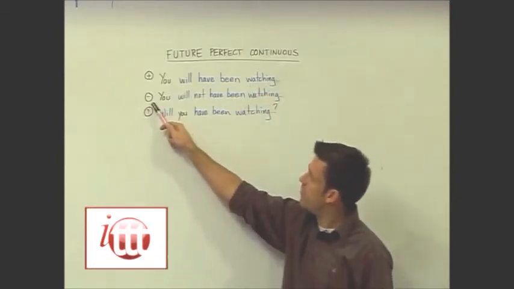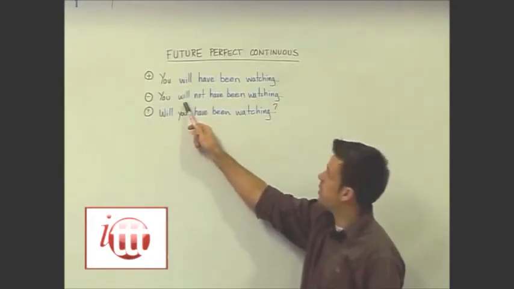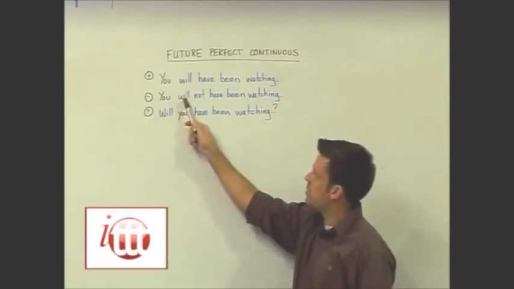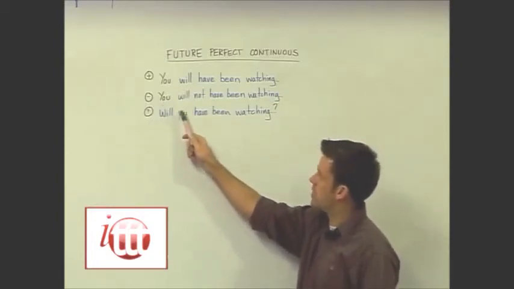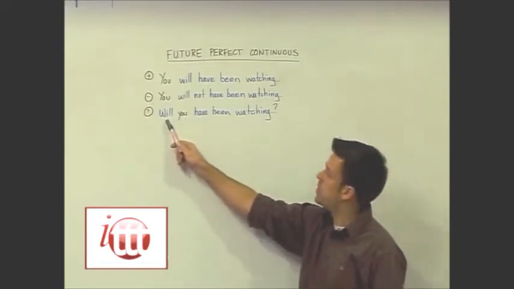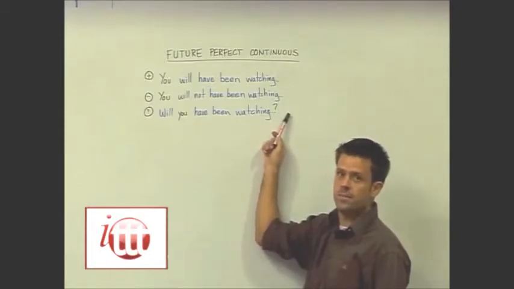For our negative form, again, we're simply inserting the word not between will and have. And to ask our question, we invert will with the subject. Here we're using you. And we come up with a question, will you have been watching? And the rest of our sentence.